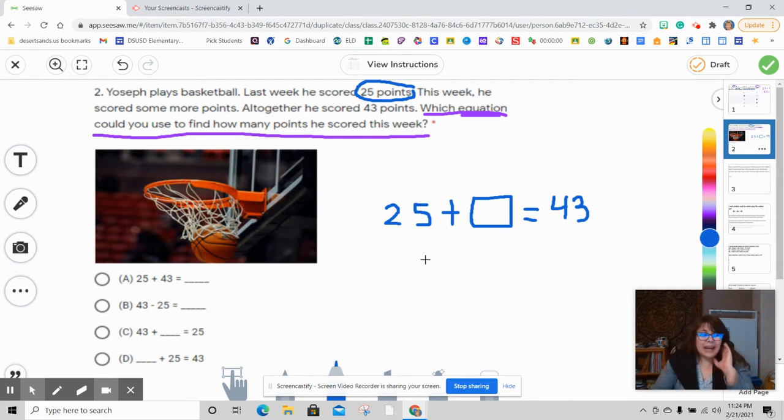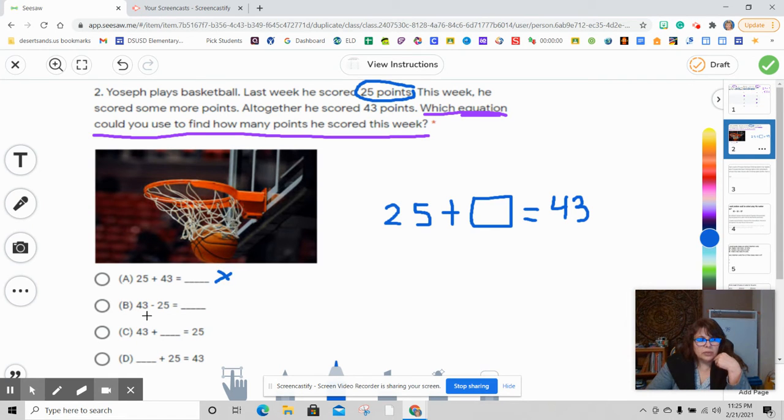Okay, so now it's not asking me to solve the problem. It's only asking me to see which equation or which number sentence I could use to solve the problem. So right here, I have 25 plus 23. Well, it cannot be 25 plus 43 because this is the all together. So that would be the equal sign. So A is not a good choice.